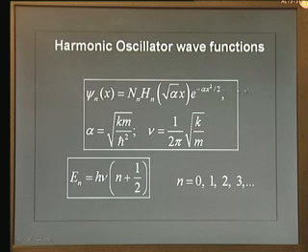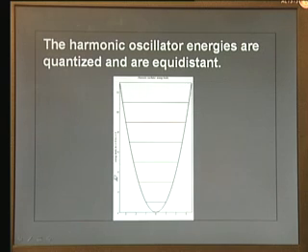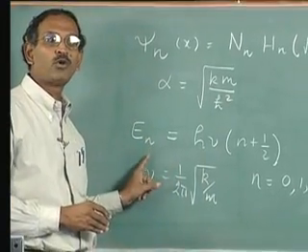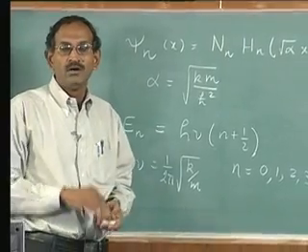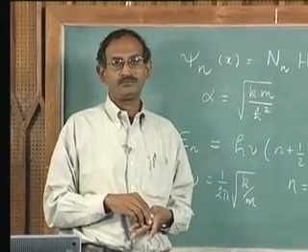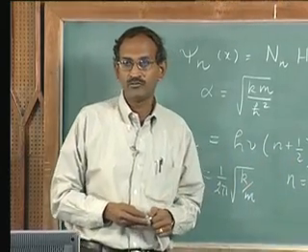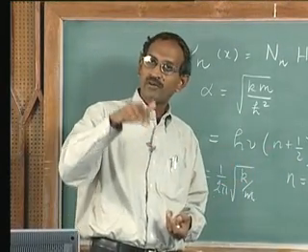The summary of the harmonic oscillator wave functions is given here for you to refresh. The wave function is the normalization constant, Hermite polynomial, and exponential, and the energy is as what I have written. One other thing that was emphasized in the last lecture was that the harmonic oscillator energies, as n increases from 0, 1, 2, 3, 4, etc., are equally spaced. For n equal to 0, it is half h nu. For n equal to 1, it is 3 halves h nu. For n equal to 2, it is 5 halves h nu, and so on.